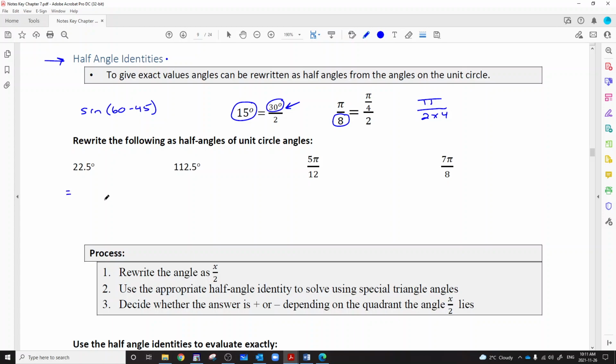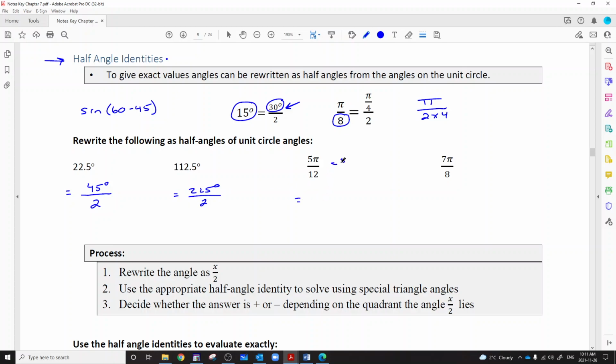Well, if we have an angle like 22.5, 22.5 is what divided by 2? So you take 22.5 and you times it by 2 and you get 45 degrees. There's an exact angle, I know. So same thing with 112.5. You go 112.5 times 2 and you end up with 225. 225 is an angle I know because it's 45 degrees past 180. Okay. So then let's do the ones with radians.